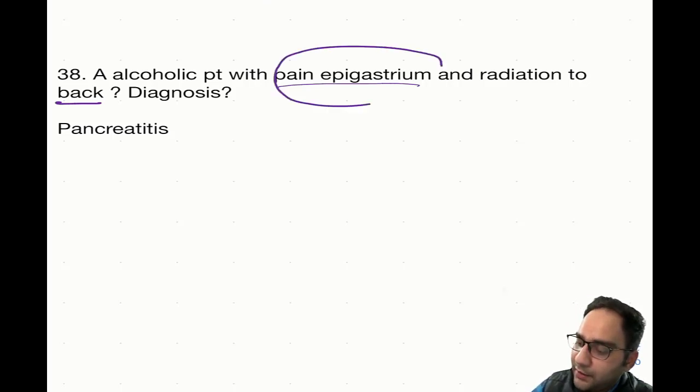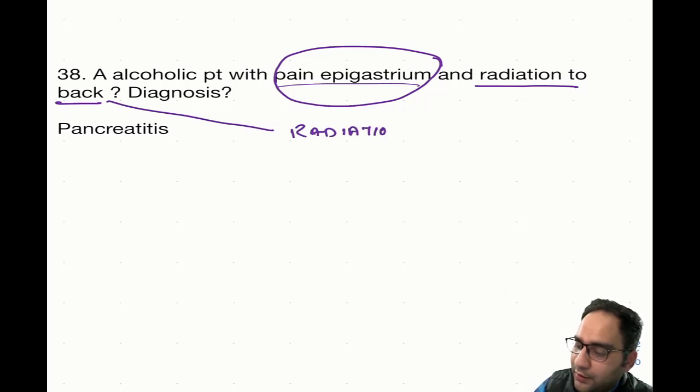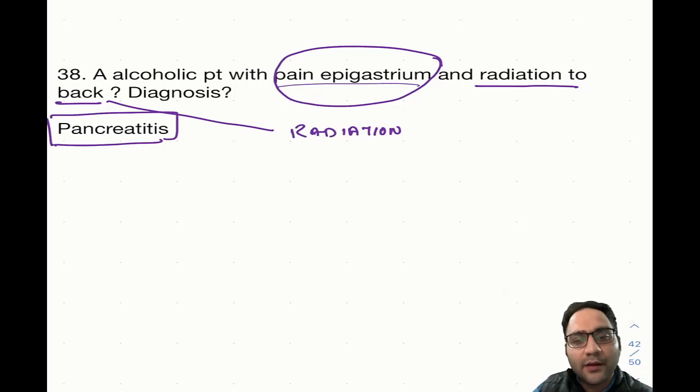Just mere pain in the epigastrium can have a lot of other causes also. It can be peptic ulcer disease. It can be Boerhaave syndrome, which alcoholics commonly have. Mallory-Weiss tear. All these can present with pain in the epigastrium. The most important clinical thing that they have given here is radiation to back. So this is a case of acute pancreatitis.